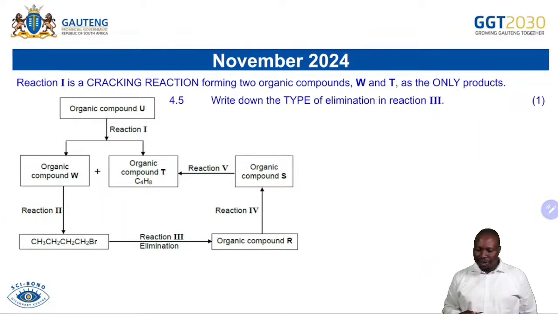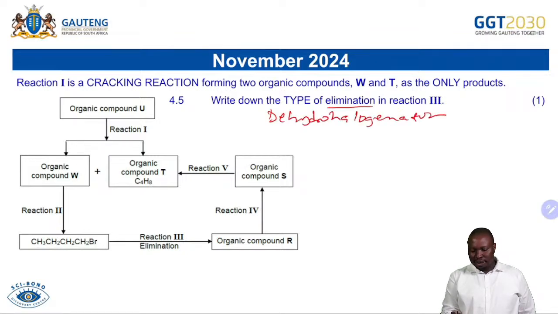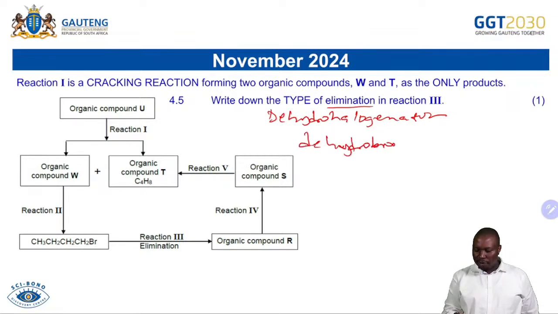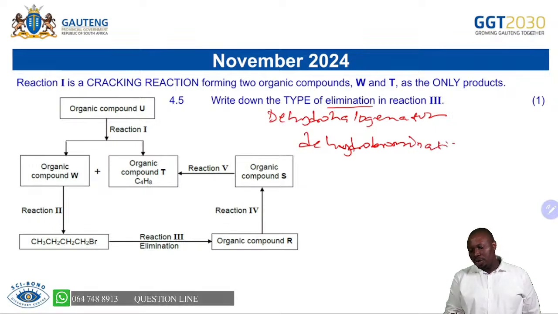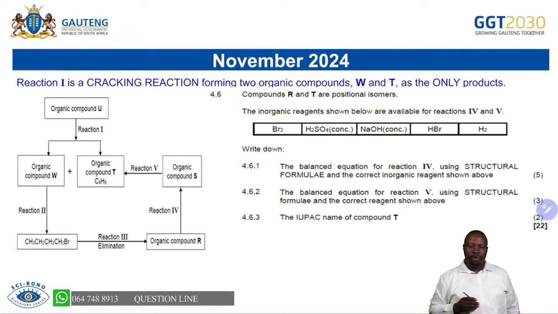Write down the type of elimination in reaction 3. Remember, we're removing HBr. So it's what? The elimination is dehydrohalogenation. Or others, creative ones, they will say it is dehydrobromination, which is correct. We'll mark it correct. So it's dehydrobromination. And then you are able to get that.